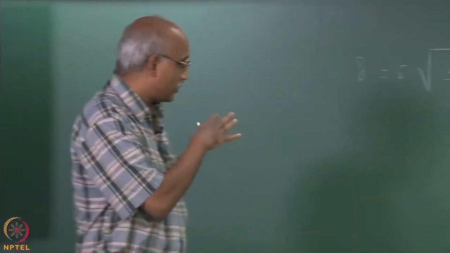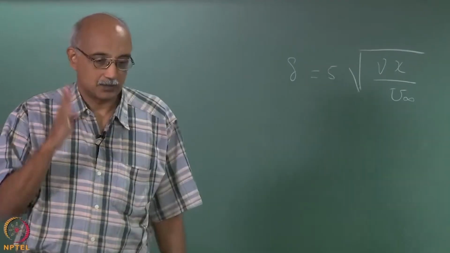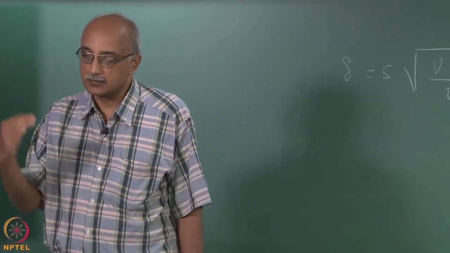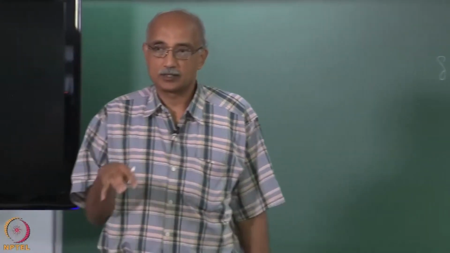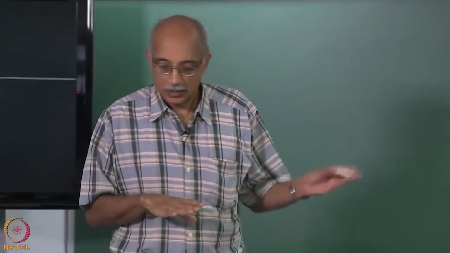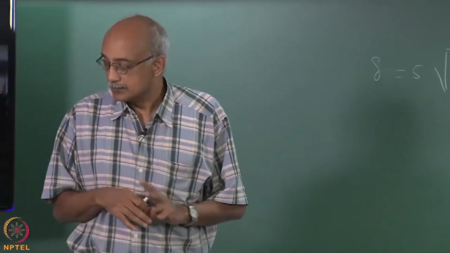Dimensionally it checks out, and also the thing that bothered me even the other day, just at the back of my mind, is that as the velocity increases, the boundary layer thickness should decrease. So, this formula has the right qualitative dependence, and so just make this correction in your notes.